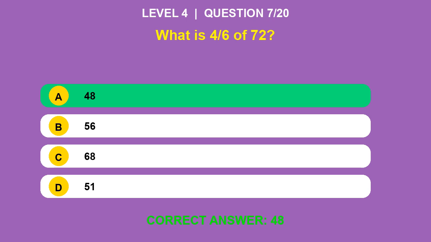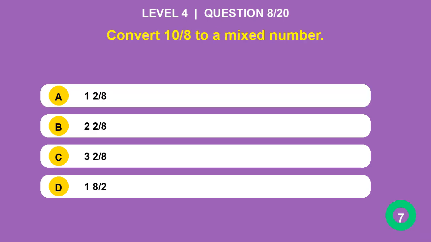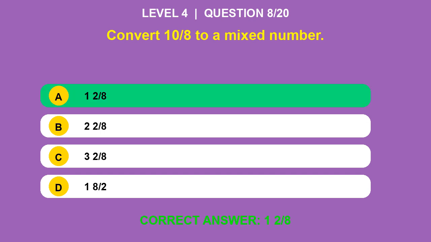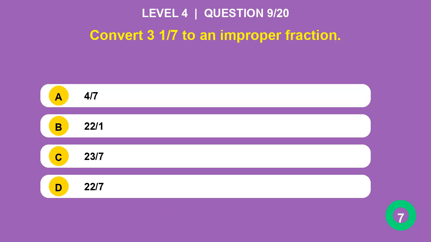Answer is 48. Convert 10/8 to a mixed number. Answer is 1 and 2/8. Convert 3 and 1/7 to an improper fraction.